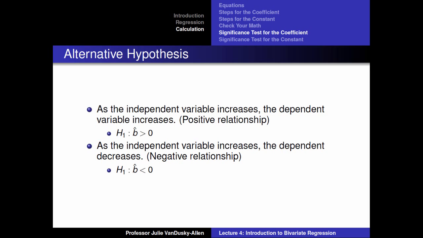If, on the other hand, you expect that your independent variable has a negative impact on your dependent variable, your alternative hypothesis should be, as the independent variable increases, the dependent variable decreases. The more sophisticated way to write this hypothesis is H subscript 1 colon b hat is less than 0. The H indicates that you have a hypothesis. The 1 means that you have an alternative hypothesis. B hat is your coefficient. Stating this in words, the alternative hypothesis is that the coefficient is less than 0.